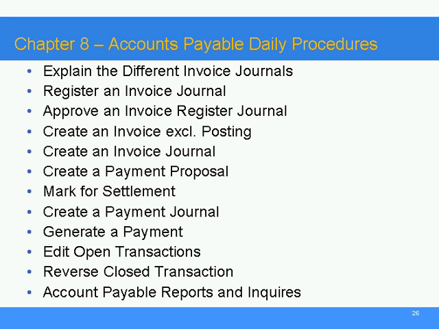Next chapter is chapter 8, Accounts Payable Daily Procedures. We have some objectives: explain the difference in invoice journals, register an invoice journal, approve an invoice register journal, create an invoice excluding posting, create an invoice journal, payment proposal, mark for settlement, create a payment journal, generate a payment, edit open transaction, reverse closed transaction, accounts payable reports, and inquiries.